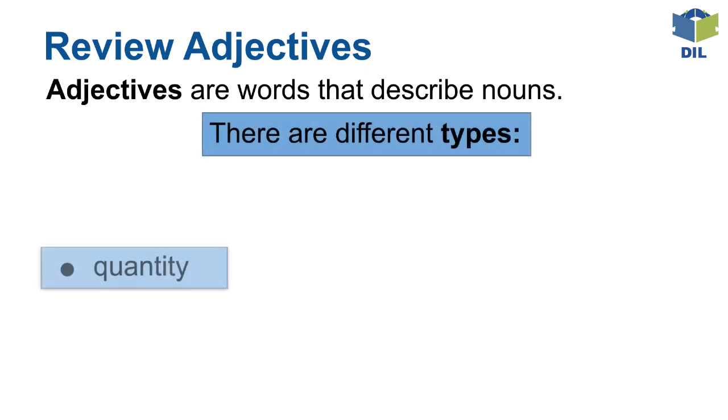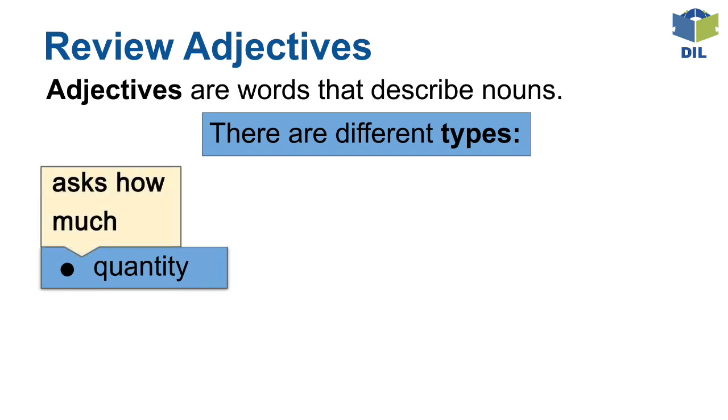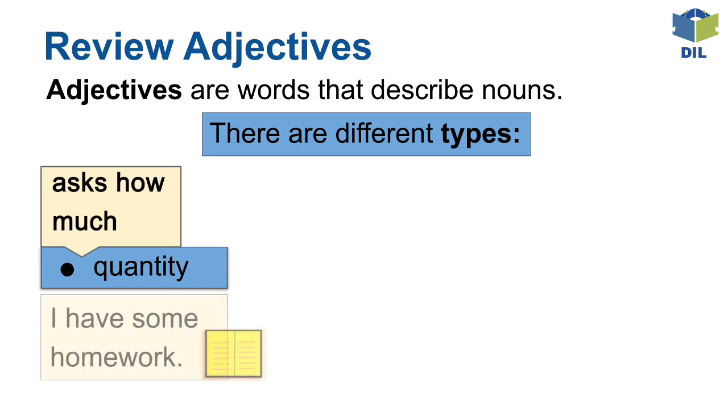First, we have adjectives of quantity. Adjectives of quantity usually ask how much of something. For example, I have some homework. Notice, the adjective some answers the question, how much homework do you have? I have some.